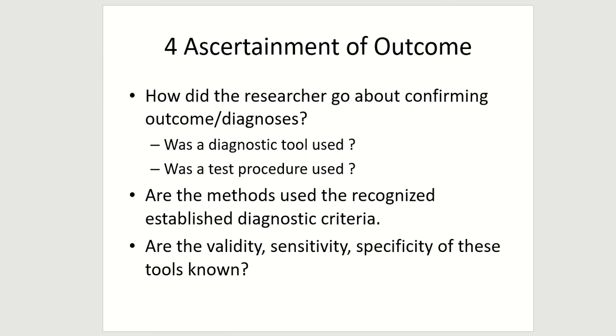Now we need to talk about how do you ascertain your outcome and how do you ascertain your exposure. So we're starting first with how do you ascertain your outcome. How did the researcher go about confirming the outcome, the diagnosis? What diagnostic tool was it used? What test did they use? Are the method used to recognize established diagnostic criteria? Are the validity, the sensitivity, the specificity of these tools known or not? These are all valid questions that you can ask when you're evaluating a study, a case control study.